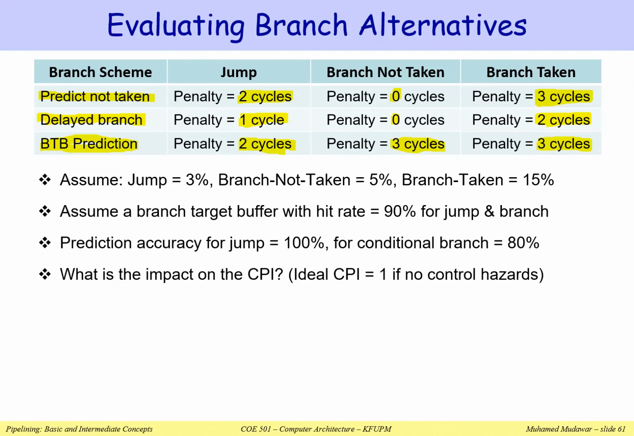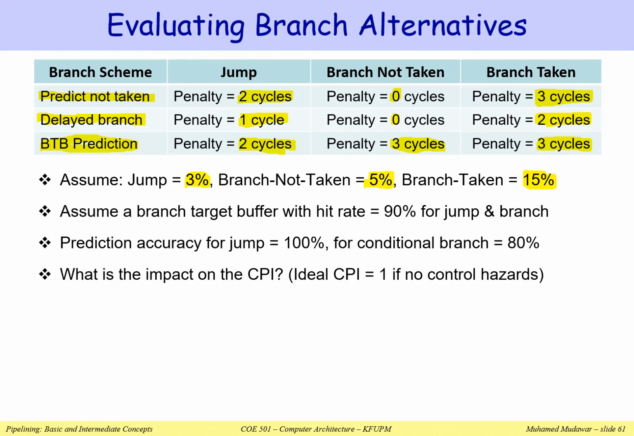So we're going to assume that 3% of the instructions are jump instructions, 5% are branches which are not taken, and 15% are branches which are taken. In other words, 20% of my instructions are branch instructions, 5% are not taken, and 15% are taken.